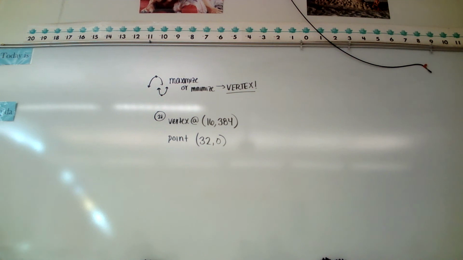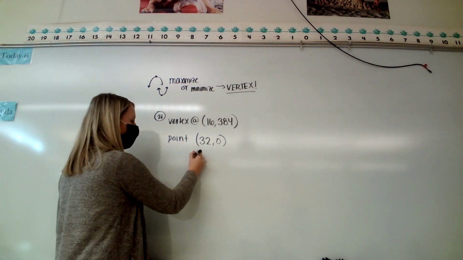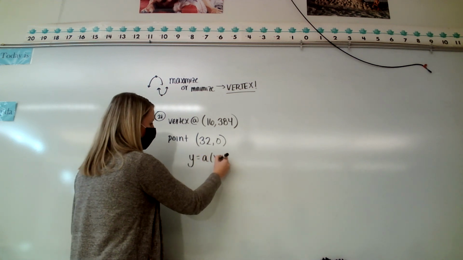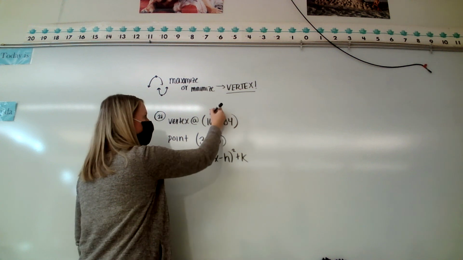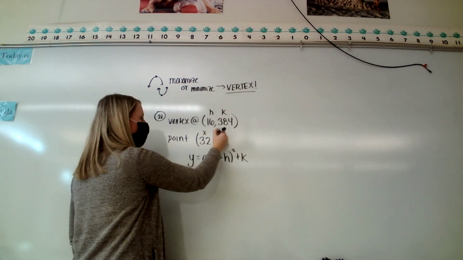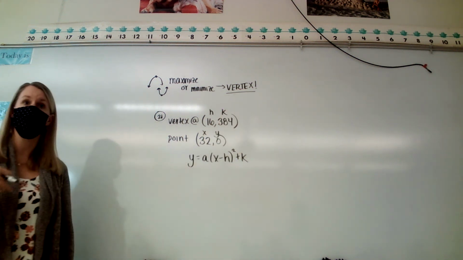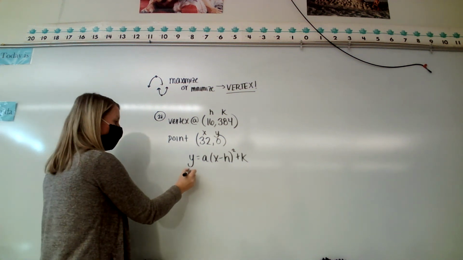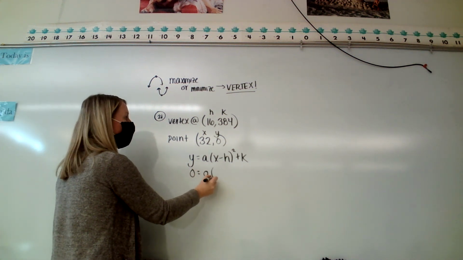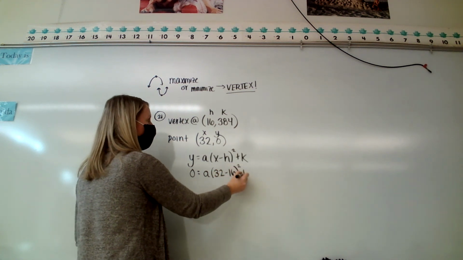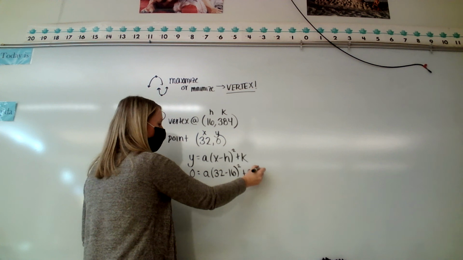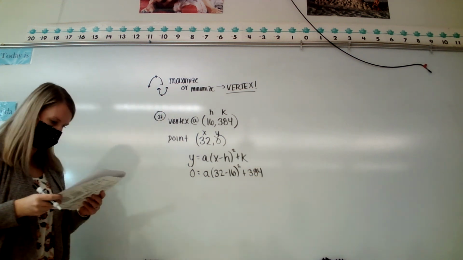And then we've done this step a few times now, where we think about vertex form. We label this as H, K and this as X, Y. And we're going to plug in what we know so we can solve for A. So that will give us 0 equals A times (x minus h) squared plus k. Okay, so I can plug into a formula, no problemo.